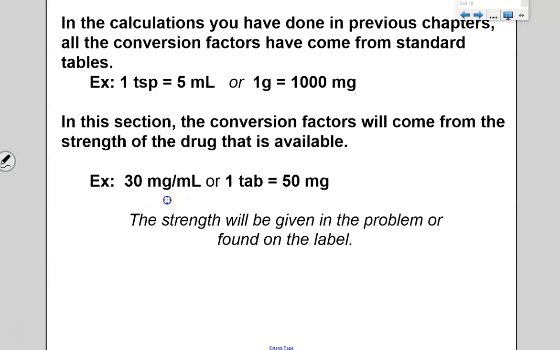But you're going to look for your strength. There will be your conversions between the amount of drug and the quantity by looking at either the label, or it'll be given in the problem. So understand that 30 milligrams per milliliter is not for every drug, it's just for the particular drug that you're working with. Or 1 tablet is 50 milligrams is just for a particular drug. It's not for all drugs.